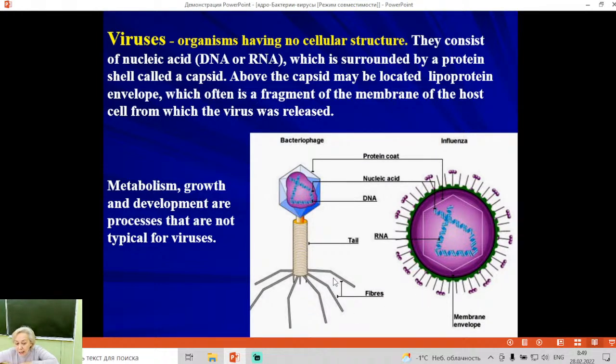Metabolism, growth, and development are processes that are not typical for viruses. Viruses don't have metabolism, growth, and development.